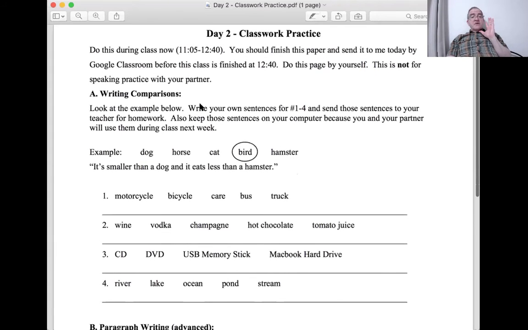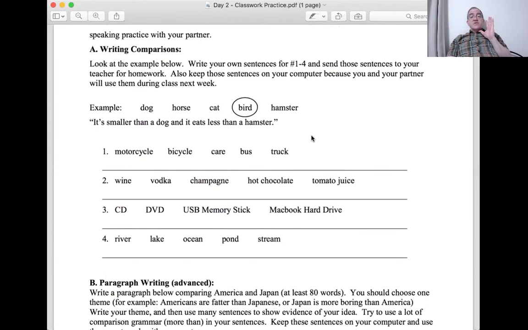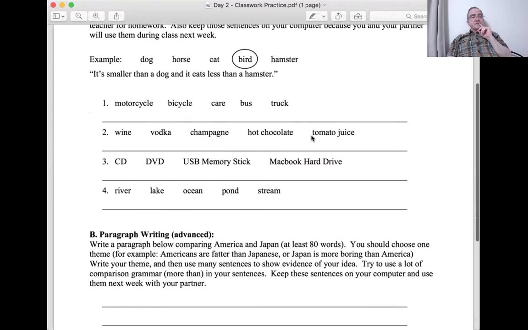Look at the example below. Write your own sentences, number 1 to 4, and send those sentences to your teacher for homework. Also keep those sentences on your computer because you and your partner will use them next week for speaking practice. Here's an example. You see 5 words: dog, horse, cat, bird, hamster. Now, you look at the 5 words and you pick 3 of them.